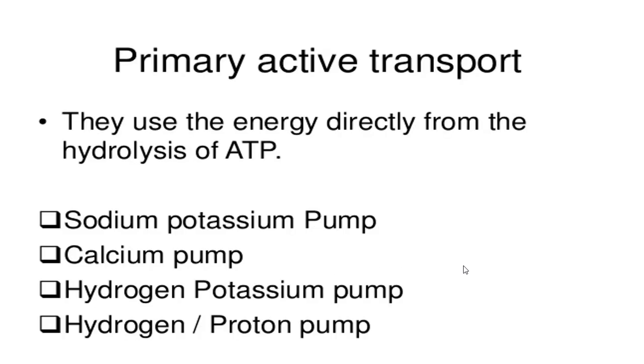With that, we'll see examples. Primary active transport uses the energy directly from the hydrolysis of ATP. For example, the sodium potassium pump, the calcium pump, the hydrogen potassium pump, the hydrogen proton pump.